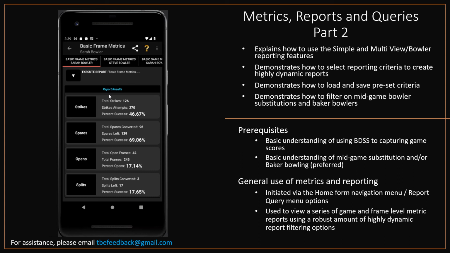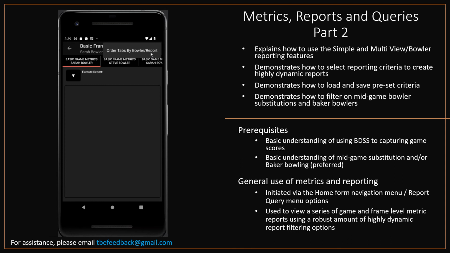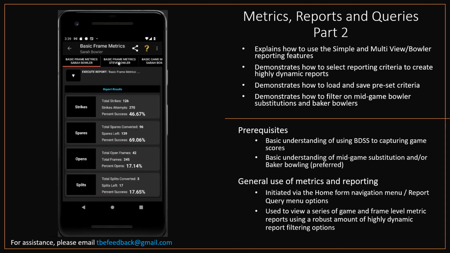You can order the tabs using the menu. You can say order tabs by bowler slash report, and you can see Sarah is first, then Steve. Or you can come back up to the top and you can say order tabs by report and bowler. And now it puts basic frame metrics first and basic game metrics second. And finally, something I didn't mention prior is that all reports can be shared using the share menu up here on the top. And that's about it.